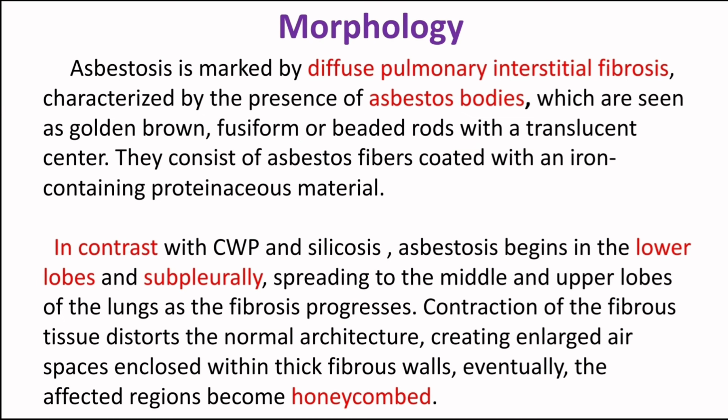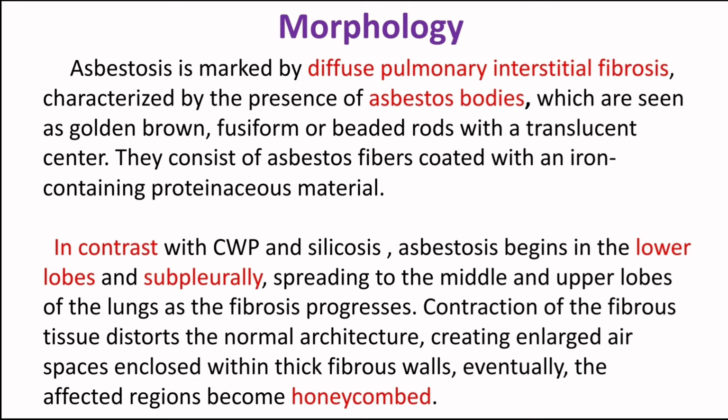The morphology. Asbestosis is marked by diffuse pulmonary interstitial fibrosis, characterized by the presence of asbestos bodies, which are seen as golden brown, fusiform or beaded rods with a translucent center. They consist of asbestos fibers coated with an iron-containing proteinaceous material.